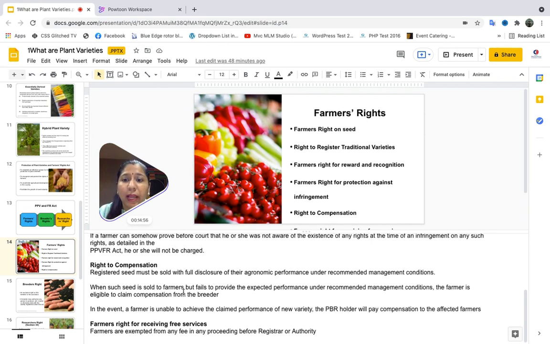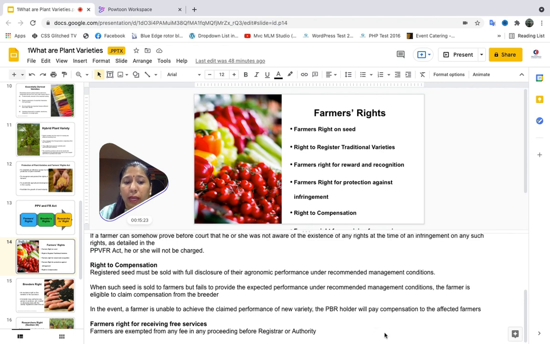And let's say a farmer had brought seeds from a company or from a breeder, and that seed is unable to perform better in field or is unable to perform at the expected level, then that farmer or breeder may claim compensation from the party from which they have bought the seeds. That is farmers' right to compensation.